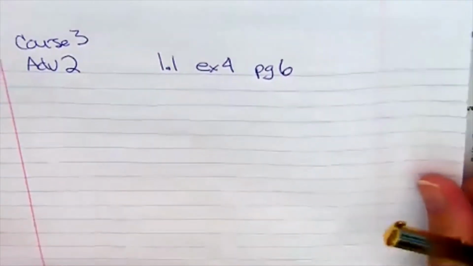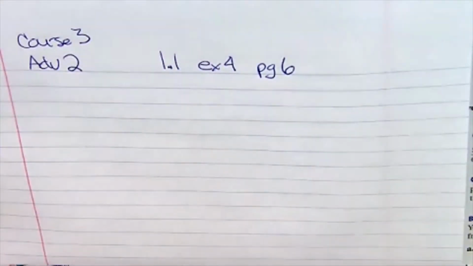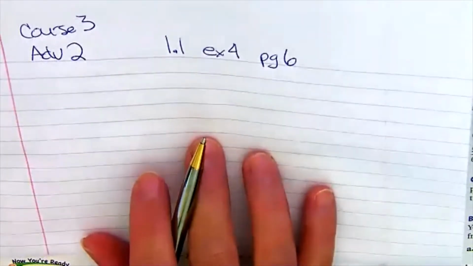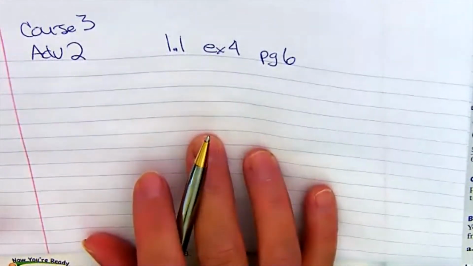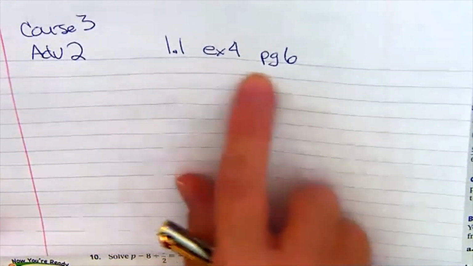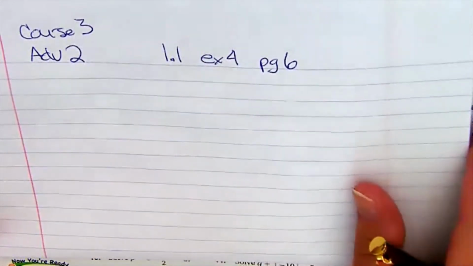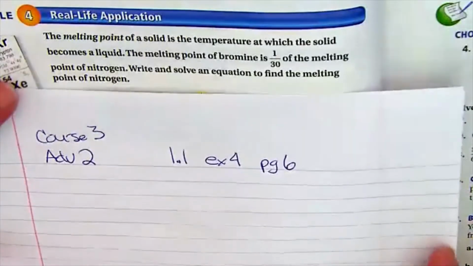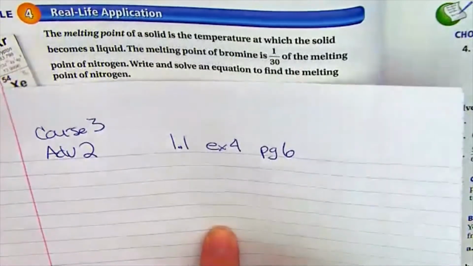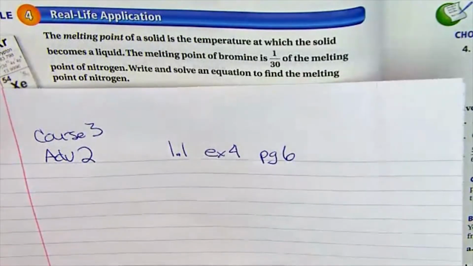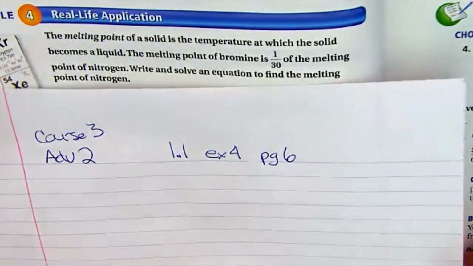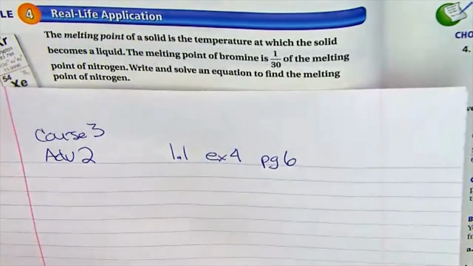So we're going to take one-step equations and start applying them to real-life situations. Word problems. Everybody loves a good word problem. So lesson 1.1, example 4, page 6. The first one we're going to do is right here. The melting point of a solid is the temperature at which the solid becomes a liquid. The melting point of bromine is 1/30th of the melting point of nitrogen. Write and solve an equation to find the melting point of nitrogen.